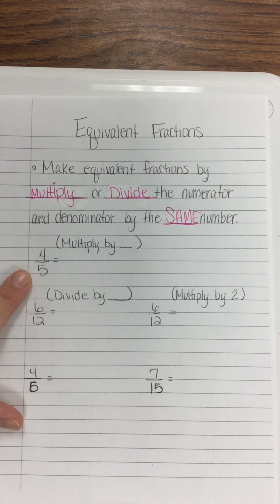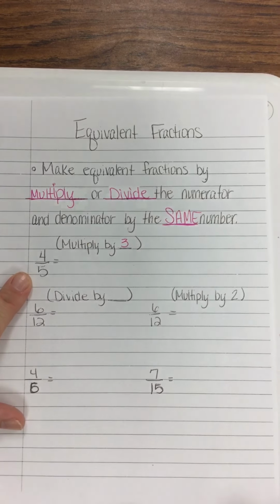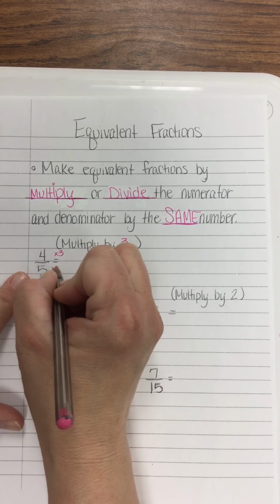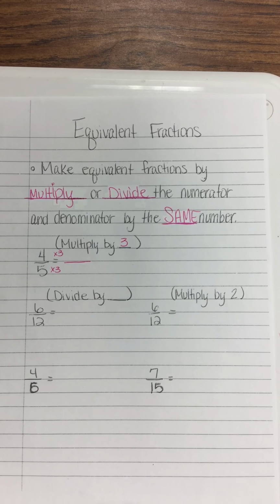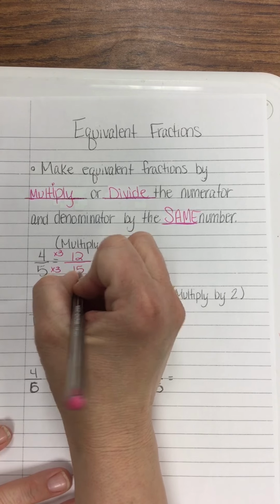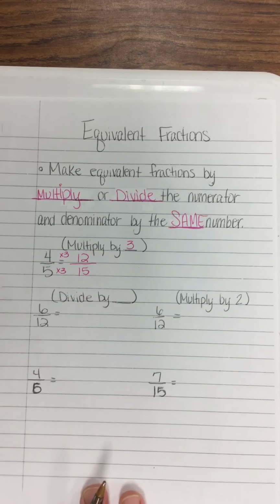So on this one, 4/5, I'm going to say we're going to multiply by, let's do 3. So that means I'm going to multiply the top by 3 and the bottom by 3, because the golden rule for fractions is whatever you do to the one, you do to the other. So 4 times 3 is 12. 5 times 3 is 15. So 4/5 is equivalent to 12/15.